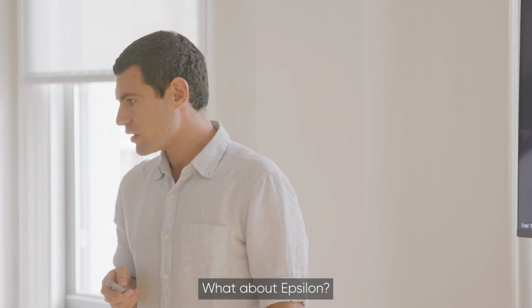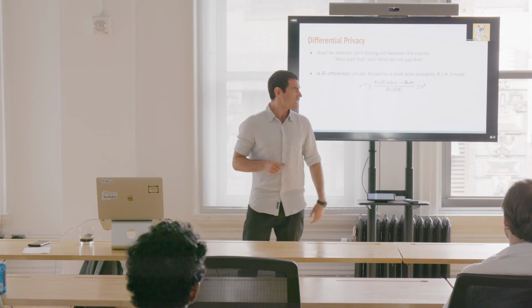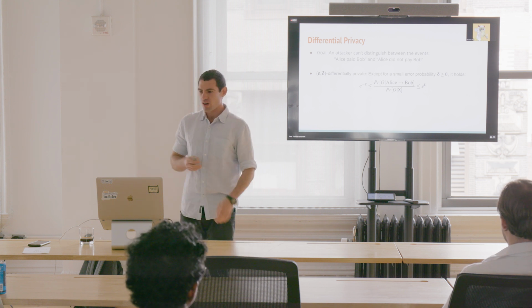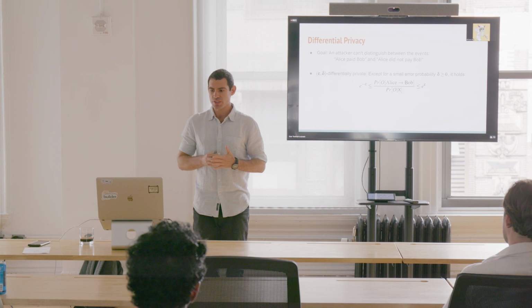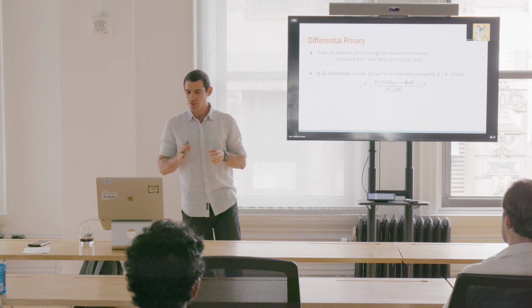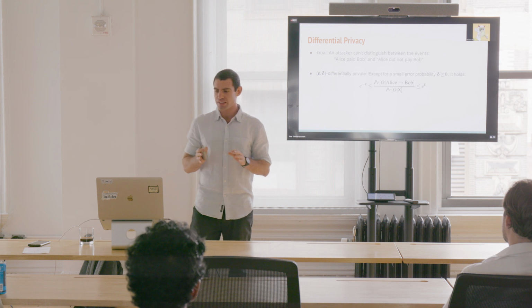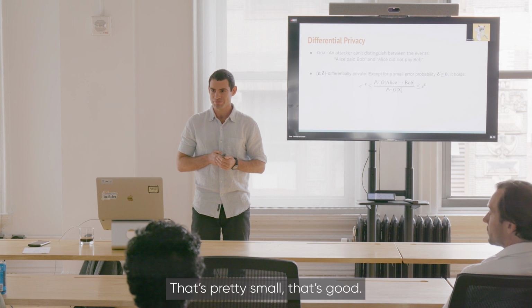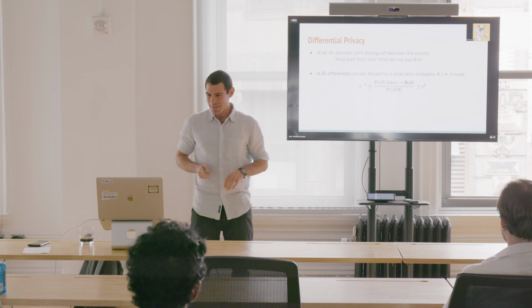What about epsilon? In our case, all our analysis will be on epsilon, which is 0.15. Usually this is a valid epsilon and delta for differential privacy. That's pretty small. It's good. Yeah. Wait to see the numbers.